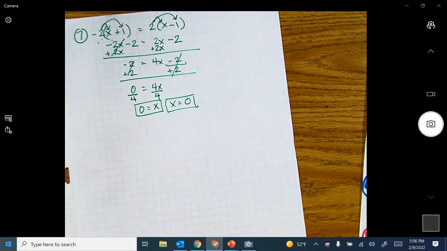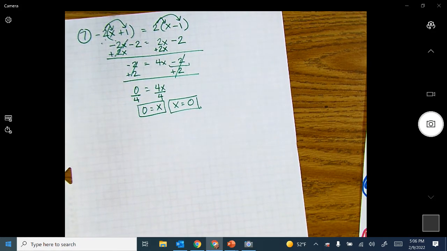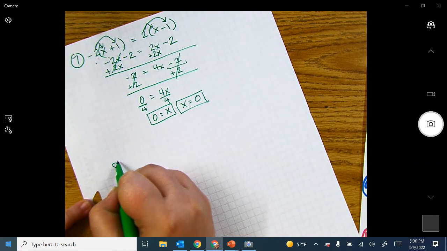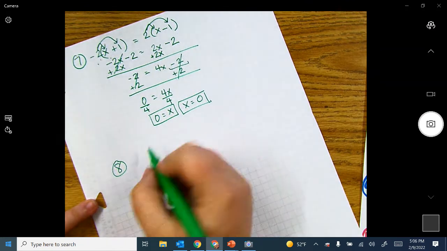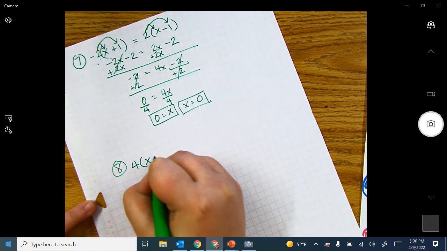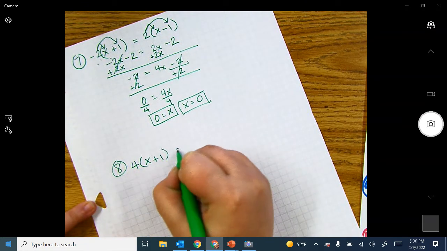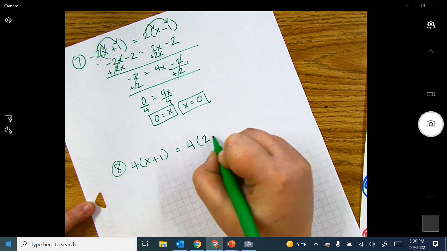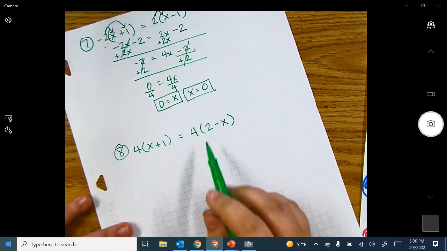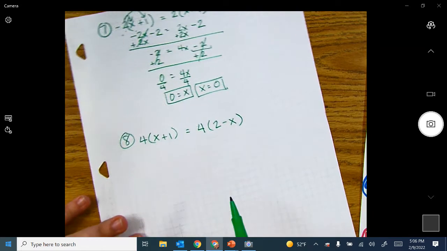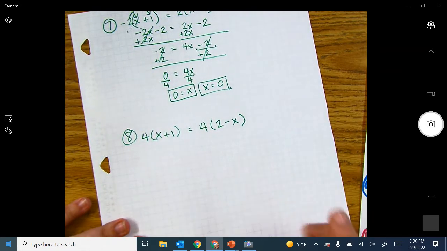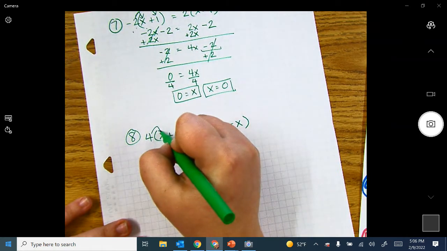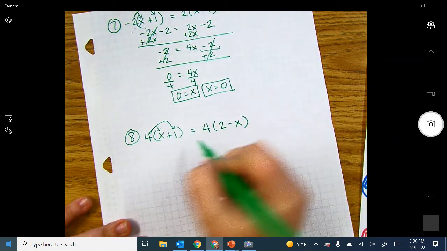Now we'll go ahead and start the last video for this column. This one has lots of distributing. So 8, we have 4 times the quantity of x plus 1. And that is equal to 4 times the quantity of 2 minus x. Okay, they're trying to trick us here, putting that number in front of the x. Okay, so first step is distributive property. So I'm going to distribute that 4 to both of these numbers.